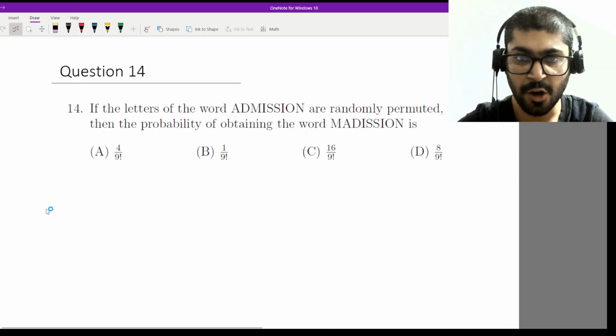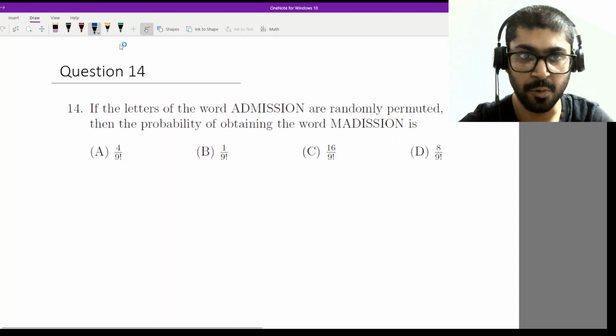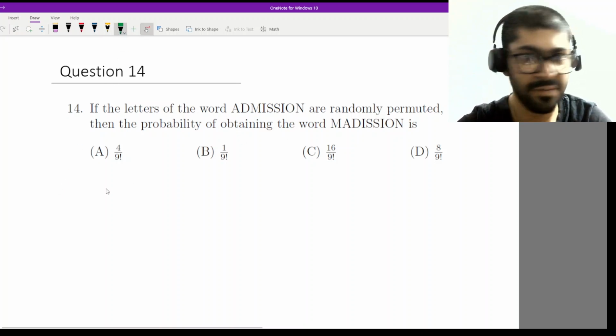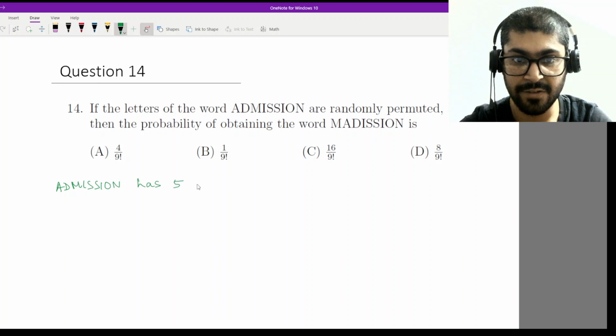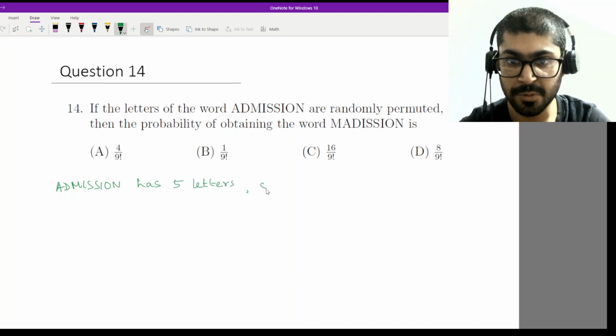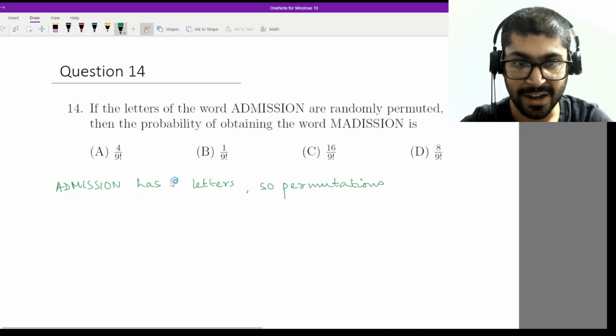Alright, so how many letters are there in that complete word? Admission, right? So I have 4 and 5 letters. So admission has 5 letters, right? Oh I'm sorry, it has 9 letters, right? I counted 4 and 5, so 9 letters.